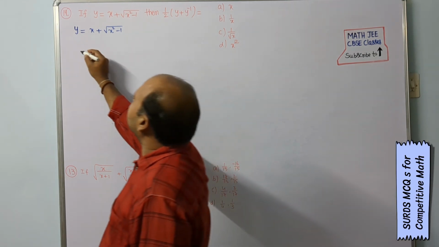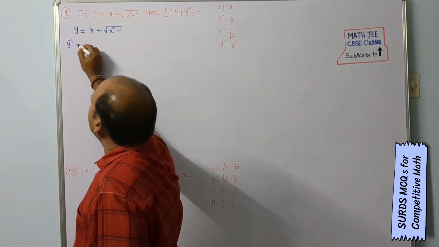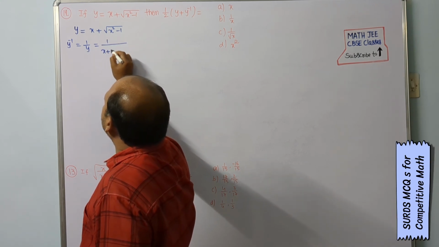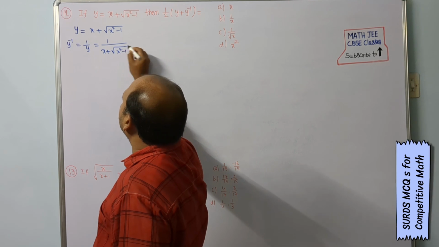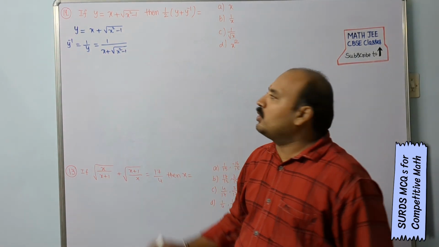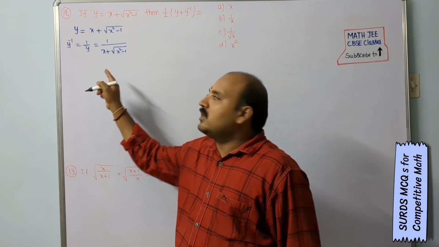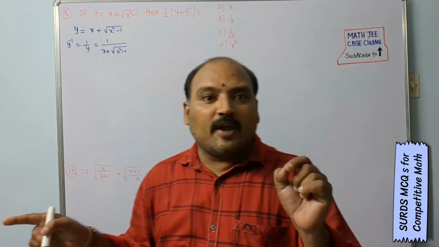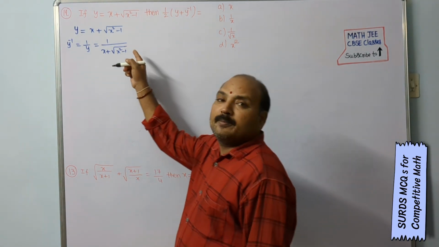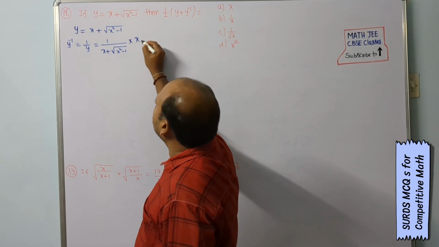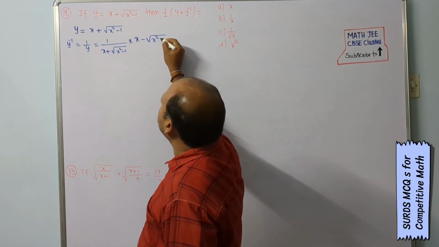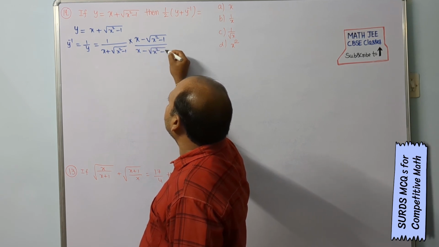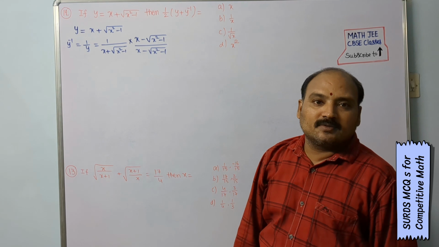Y power minus 1 means 1 by y, which is equal to 1 by x plus root of x square minus 1. So we need to rationalize with respect to denominator. The rationalizing factor of x plus root of x square minus 1 is x minus root of x square minus 1. So multiplying and dividing by x minus root of x square minus 1 divided by x minus root of x square minus 1. Okay dear students.